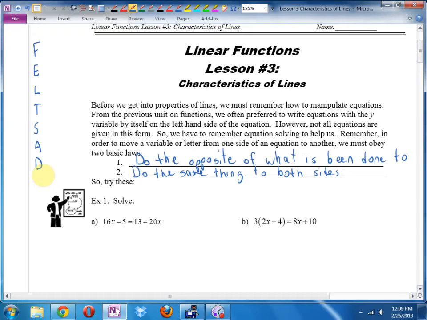If you're wondering, what if more than one thing is being done to the x? What do you do first? Here's the order of operations for equation solving, not BEDMAS. In fact, it's reverse BEDMAS. The first thing that you deal with is you clear any fractions. That's what the F stands for, Brendan, which I can see you're writing this down.